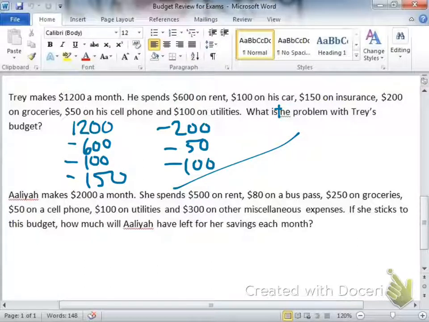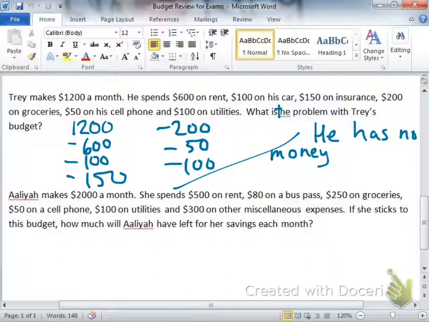Right, so any of those would be fine. He needs to cut his expenses. He's paying out too much. That's fine. I just wrote it simple. He has no money left over.